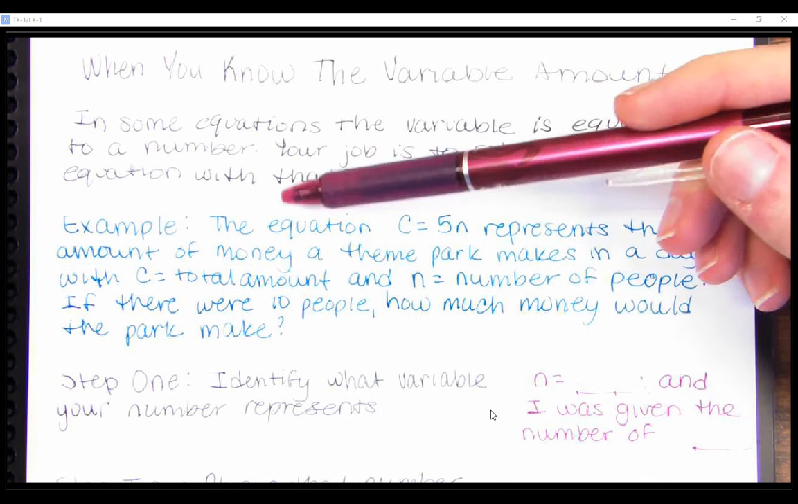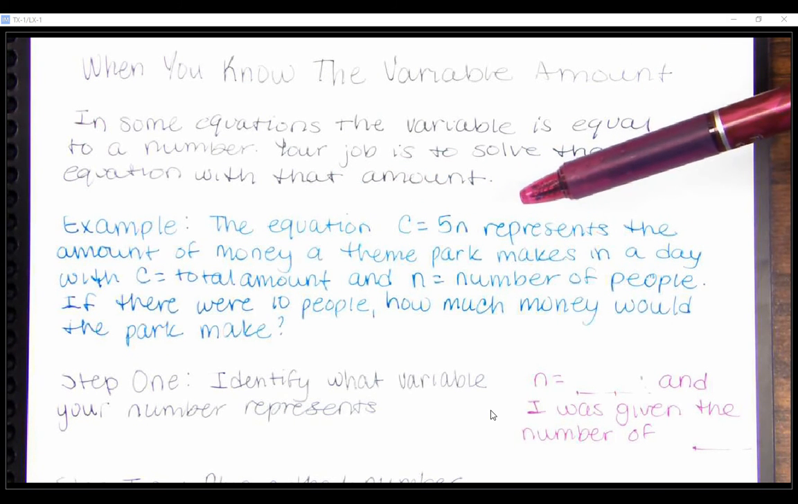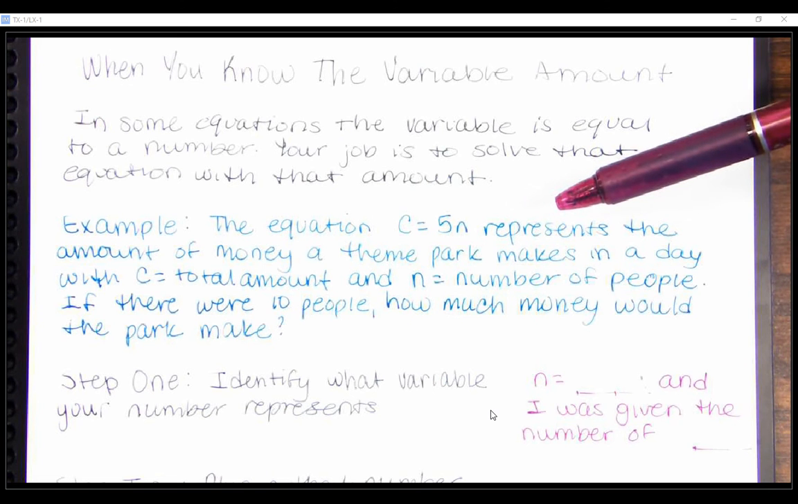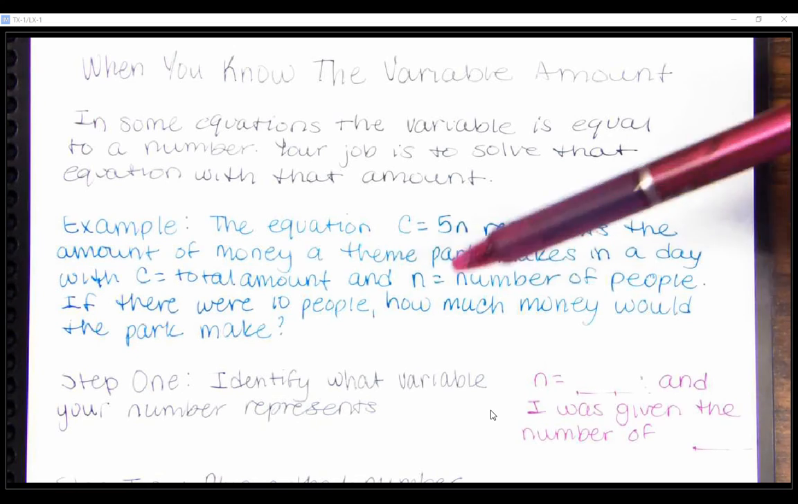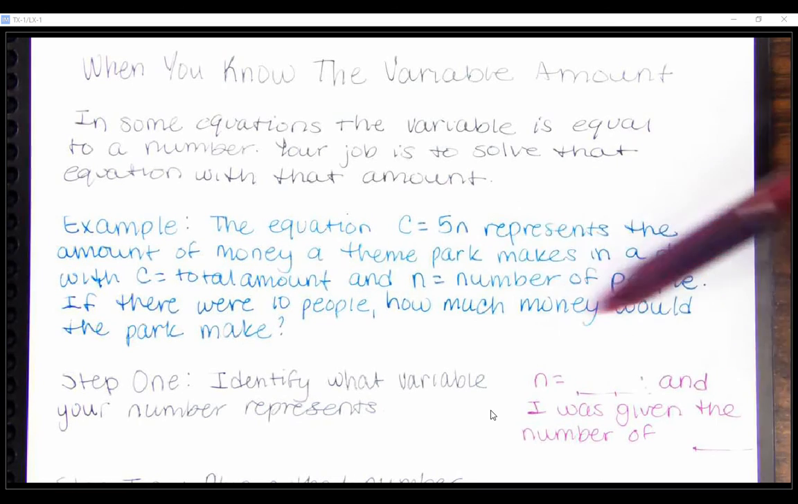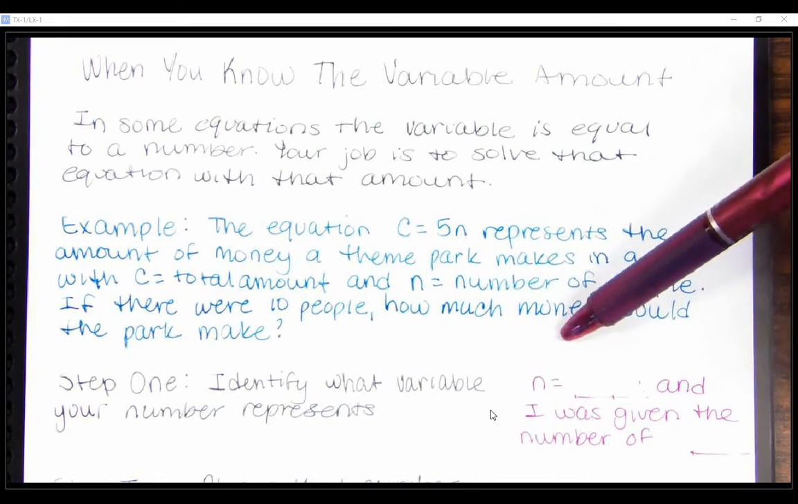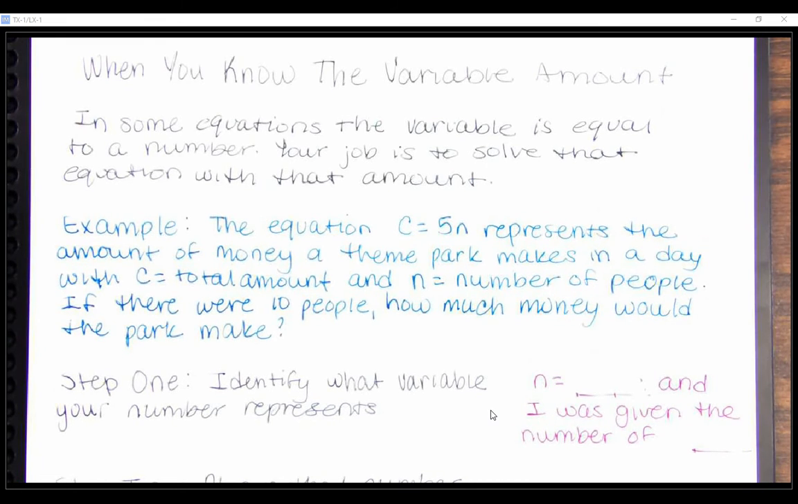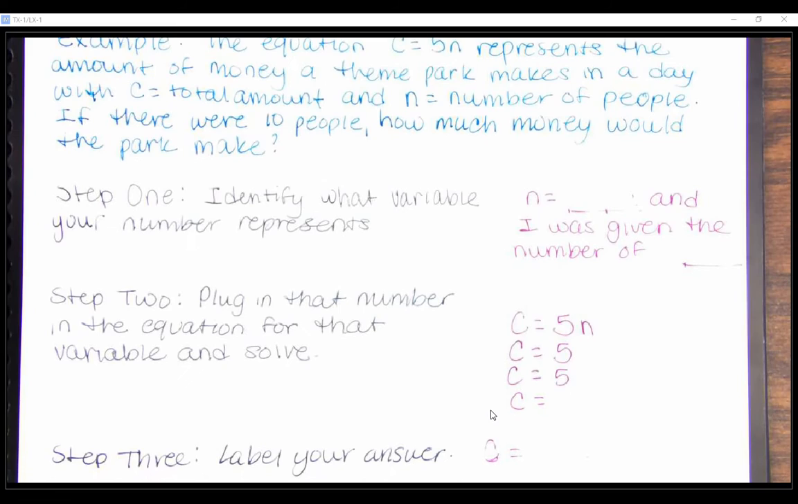So here's our example problem. The equation C equals 5n represents the amount of money a theme park makes in a day, with C equal the total amount and n equal number of people. If there are 10 people, how much money would the park make? So again, we're given an amount for one of the variables, and they're asking us for a specific number. So finding the other variable. And this might look scary, but if you follow these 3 steps, it hopefully should be easy.